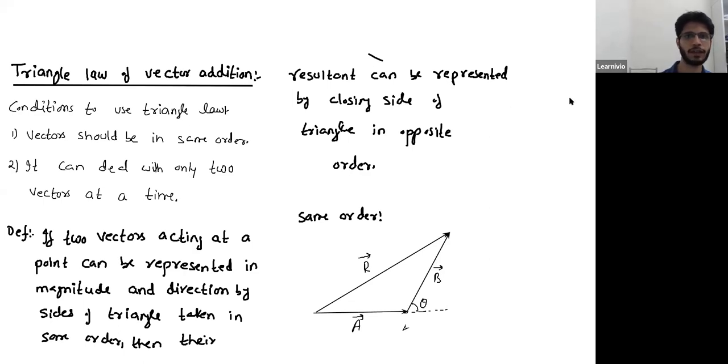Closing side of triangle, head and head will coincide. So that's the major difference between triangle law and polygon law. Otherwise, the formulas are same. The derivation is same. The only difference in this geometry, here vectors are in same order, while in parallelogram law, your vectors were coinitial. The resultant in parallelogram law was represented by the diagonal of parallelogram, but here the resultant is represented by the closing side of triangle. Okay, just note it down.